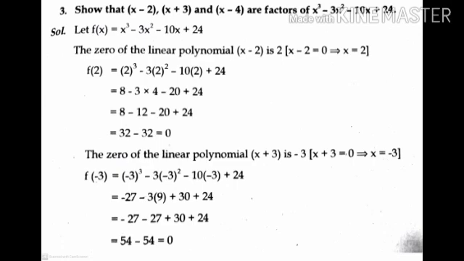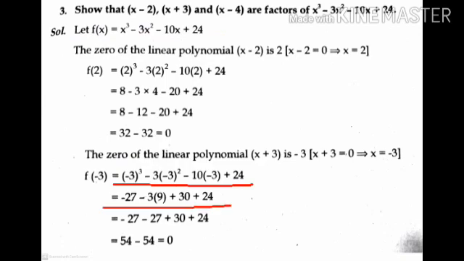The zero of the linear polynomial x plus 3 is minus 3. That is, x plus 3 is equal to 0. That implies x is equal to, the plus 3 moves to the right side, it becomes minus 3. Therefore, f of minus 3 is equal to, here x place substitute minus 3, that is minus 3 whole cube minus 3 into minus 3 whole square minus 10 into minus 3 plus 24.